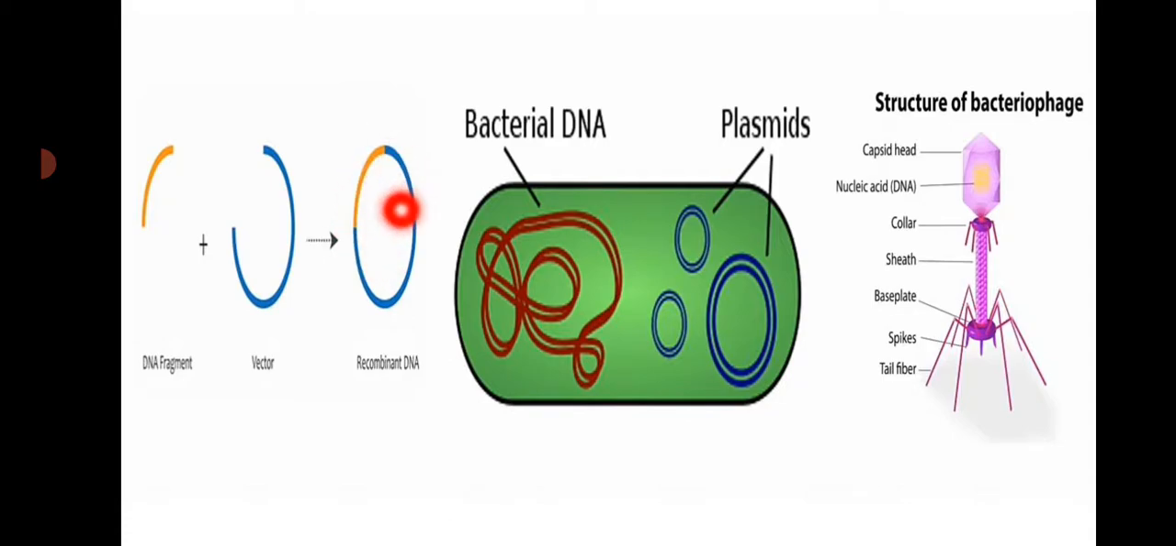The vector is then transformed or put into the host cell. So this is the host cell. What is this cell? This is a bacterial cell. See, this is the bacterial DNA. And in bacterium, there are plasmids also. So the vector is also a plasmid. The vector is then transformed into the host cell for replication.